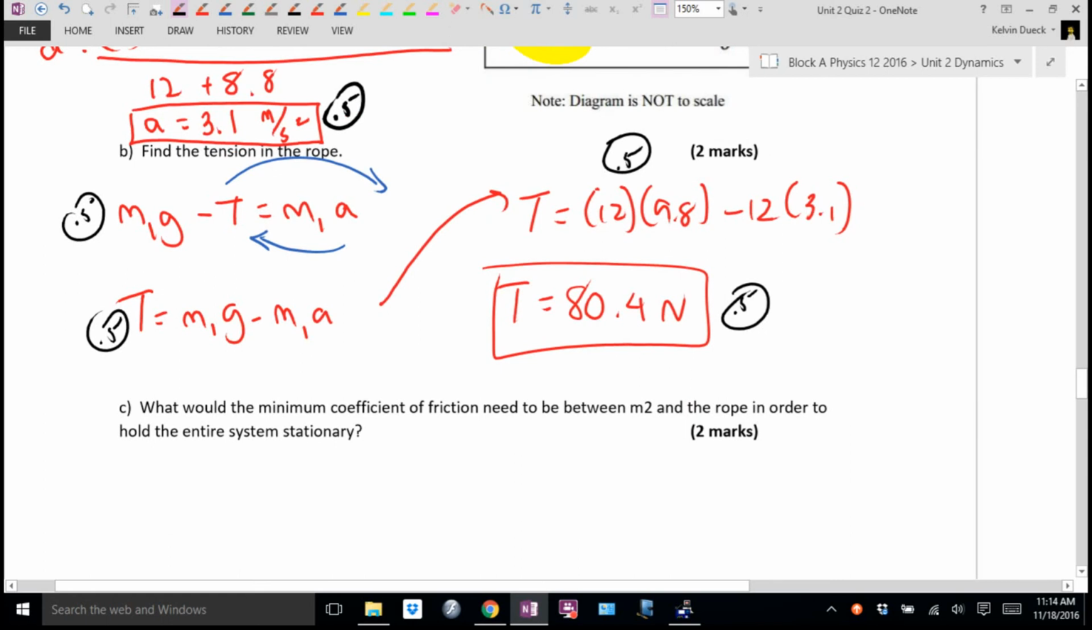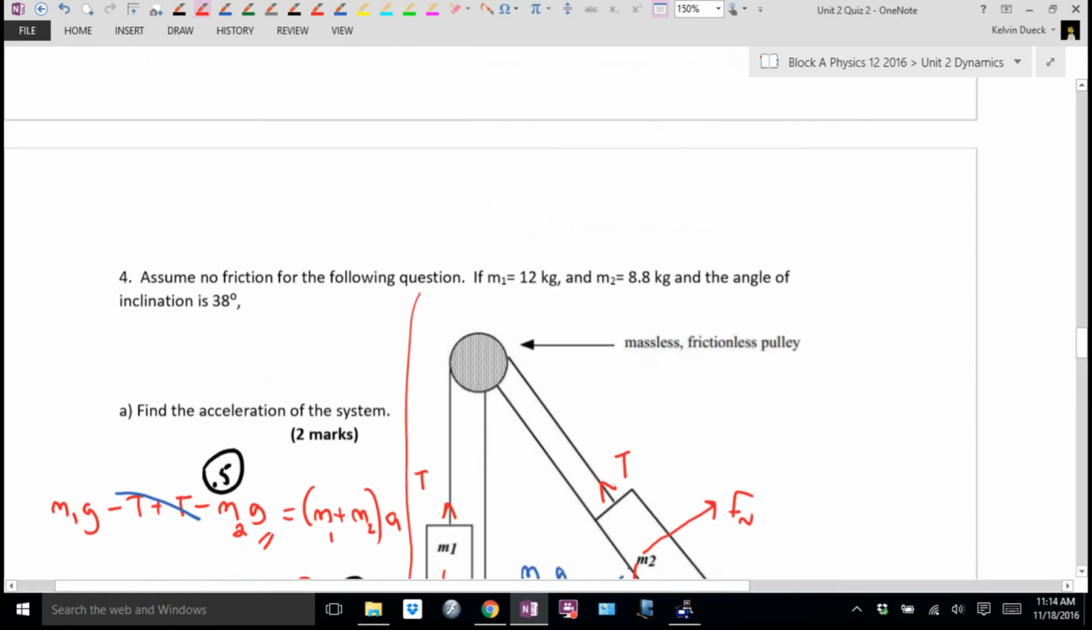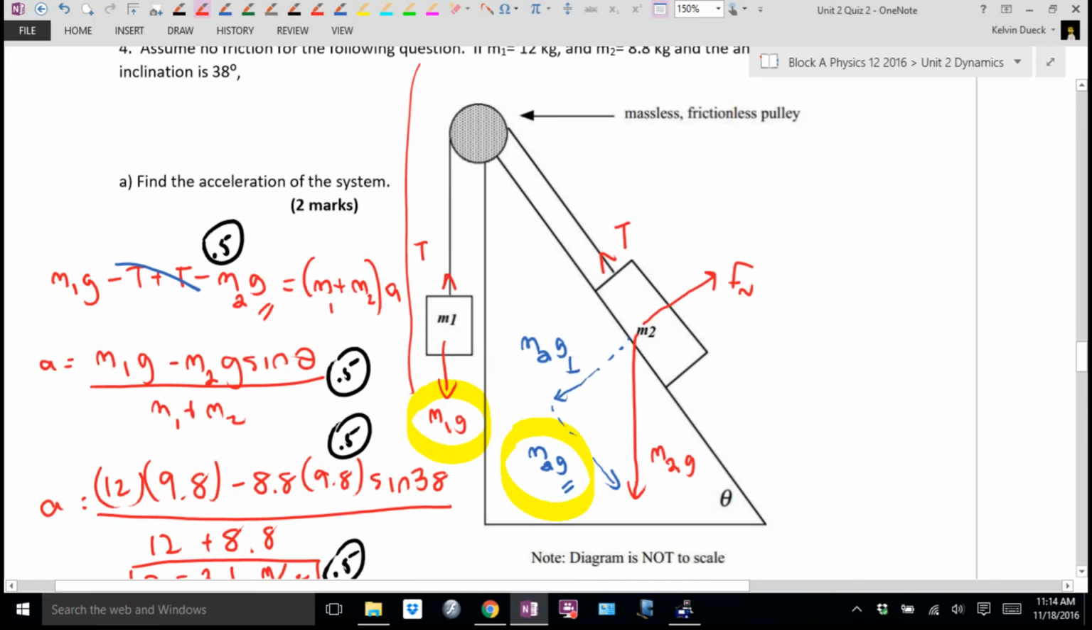What would the minimum coefficient of friction need to be between M2 and the rope in order to hold the entire system stationary? Stationary is the key word because that means that a equals 0, which gives me a much, much nicer equation. Okay, so there's friction. Which way would friction have to be pointing if M2 wasn't moving?